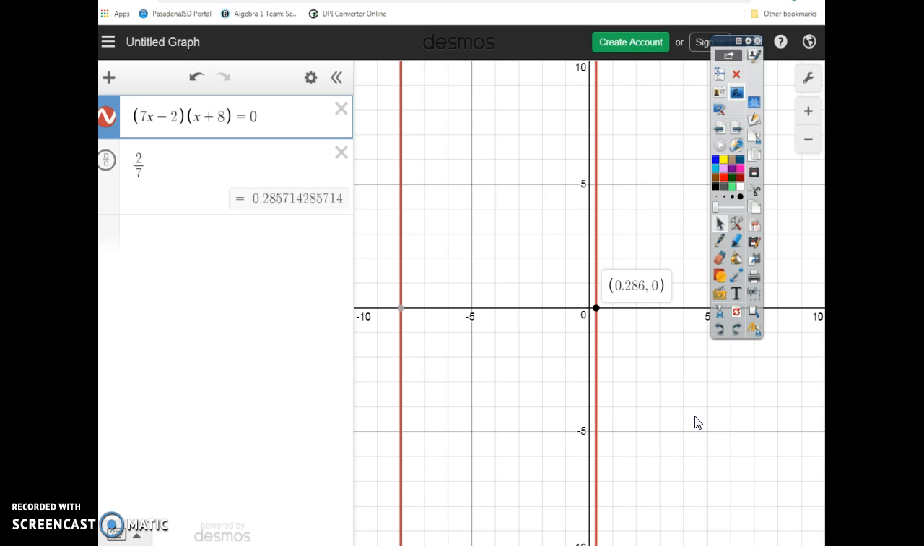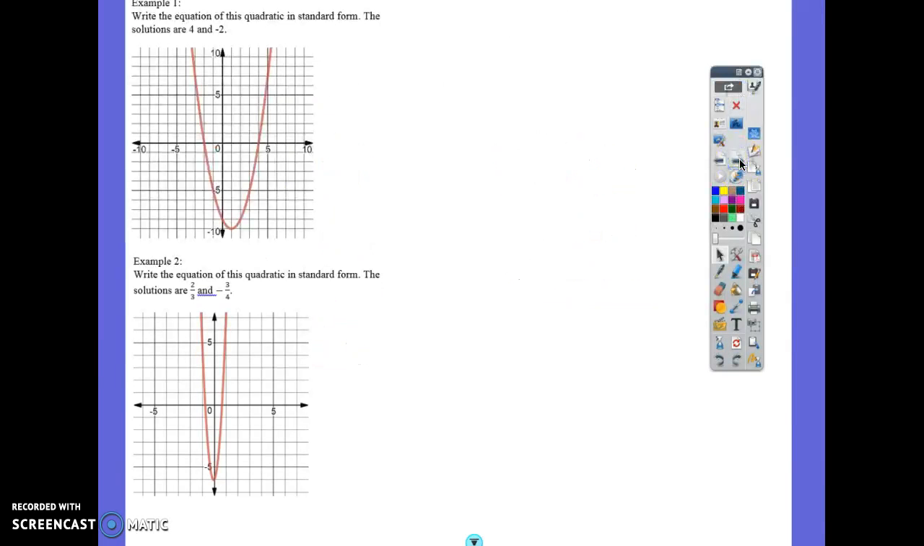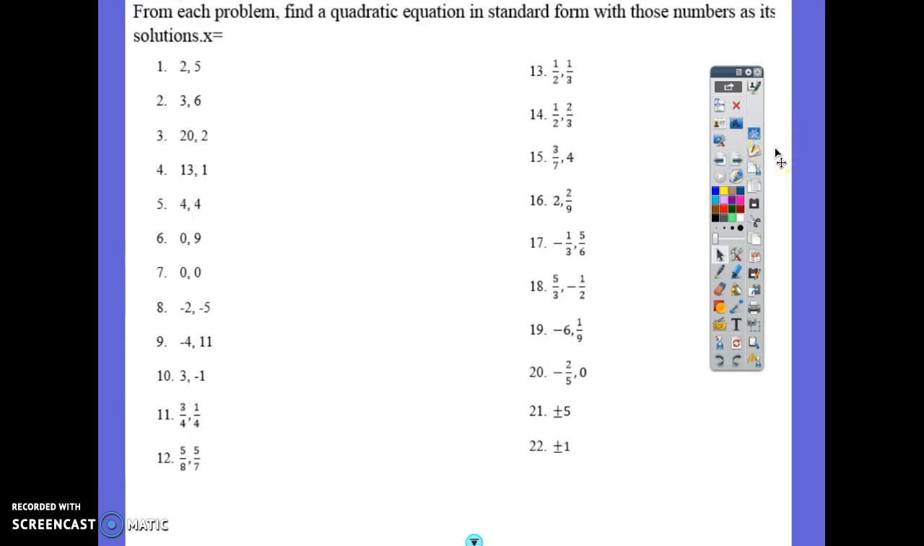Let's go do example 1 and example 2 because that's how your work today is going to be. So all the problems on the back page, you're going to do them exactly like I'm going to show you right now to do example 1 and example 2. So example 1, they already gave you the solutions. The solutions are negative 2 and positive 4. They wrote them down right here. So one of the solutions is x equals 4. The other solution is x equals negative 2. So make sure that you're writing this down.